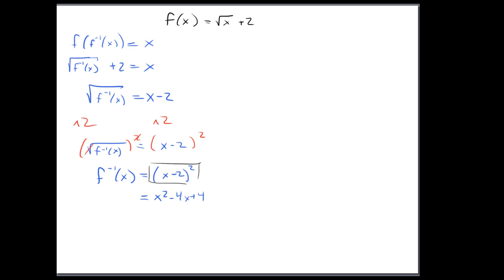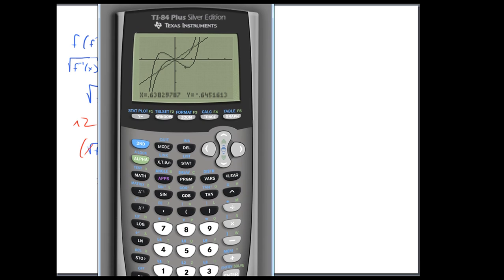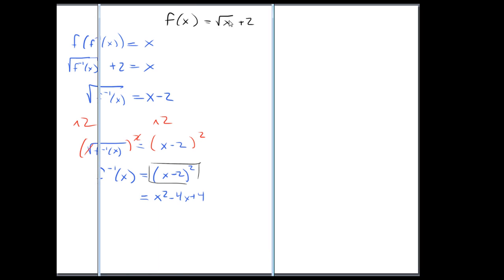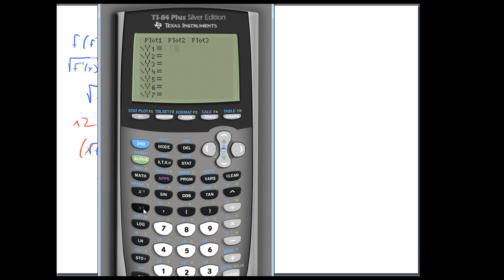So if I have a graphing calculator, what I could do is go to my y coordinates, clear it, and we had the square root of x plus 2, so I'm going to take the square root of x, add 2 to it, and then I'm going to take x minus 2 quantity squared. Great. And then we'll just do zoom, standard window, see what we get.